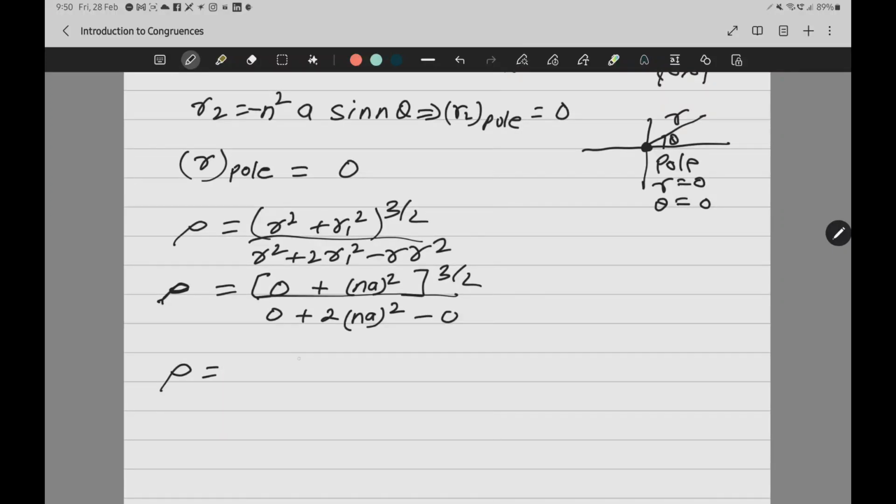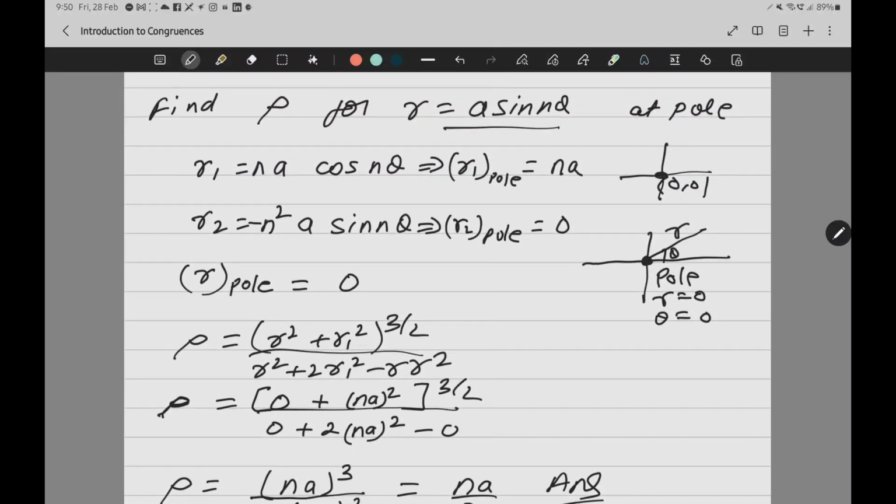So rho is equal to NA cube. 2 and 1 by 2 again cancel. See, the pattern is almost the same. If you do 2-3 questions, then you will be able to do all the questions very quickly. So NA square, so it is NA by 2, which is my answer.